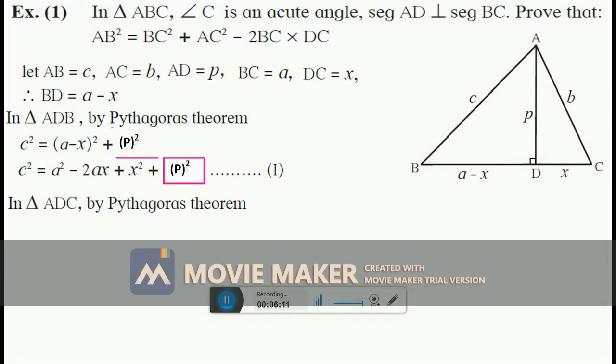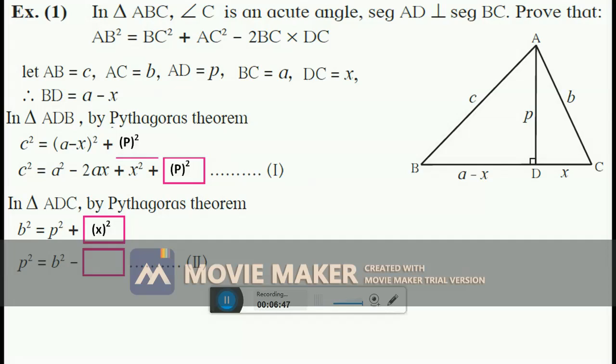Now, in triangle ADC, by Pythagoras theorem, again in triangle ADC by Pythagoras theorem, we can write hypotenuse square equals perpendicular square plus base square. Then we write here b square, b is the hypotenuse, AC represented in triangle ADC is the hypotenuse. Therefore, we can write b square equals p square plus x square, where p is perpendicular and the base is DC, and DC equals x.